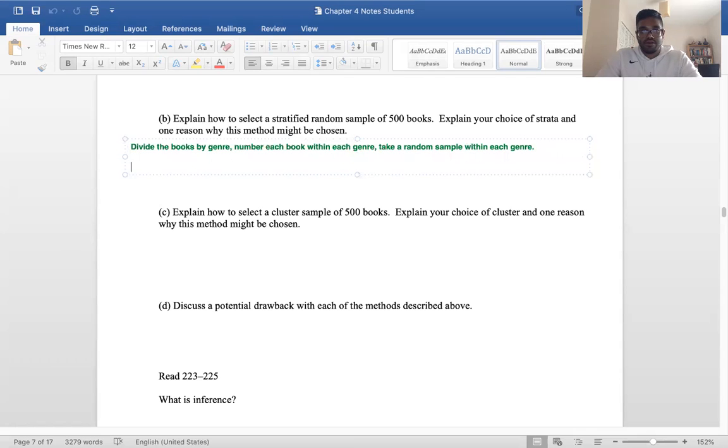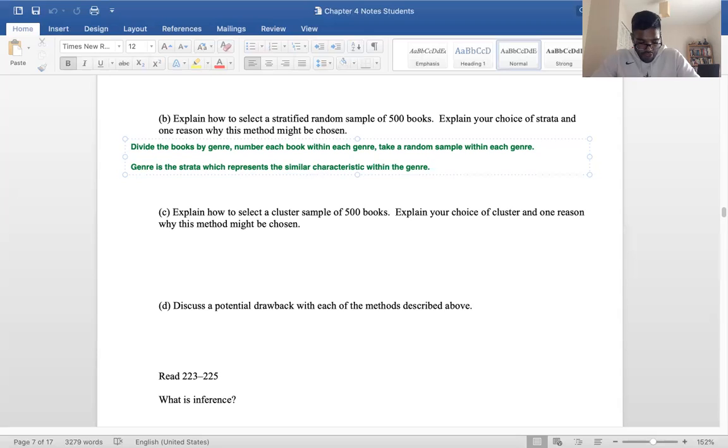And then here, your genre is the strata, which represents the similar characteristics within the group. Right. So for example, all nonfiction books will be nonfiction, so on and so forth.